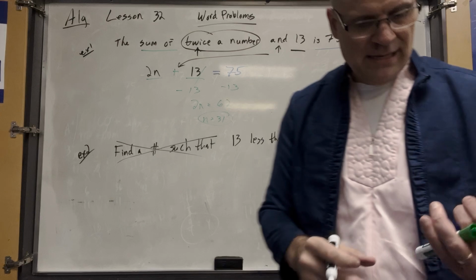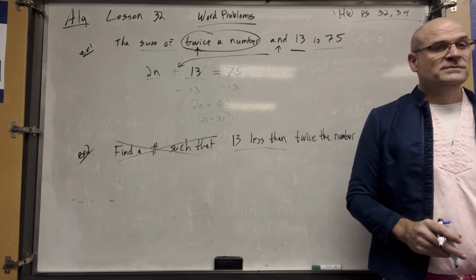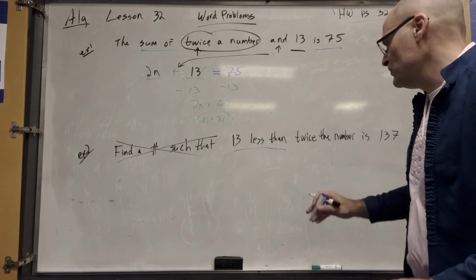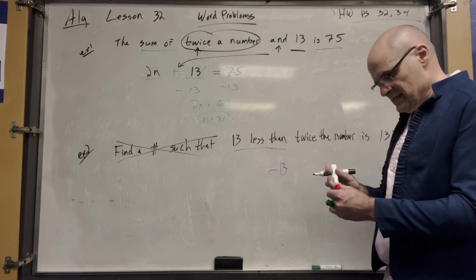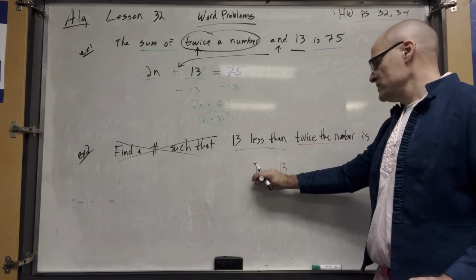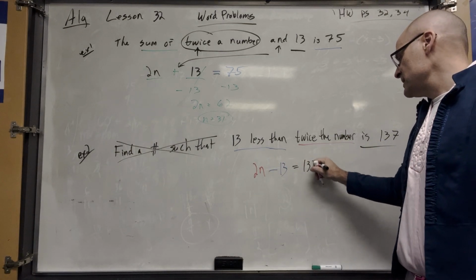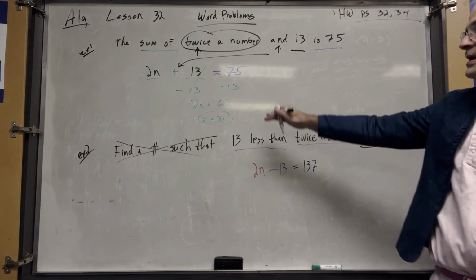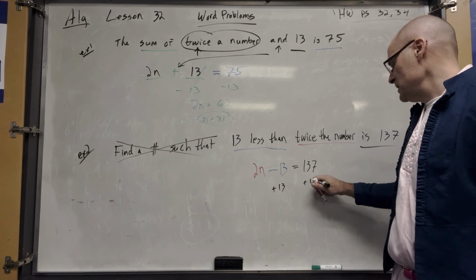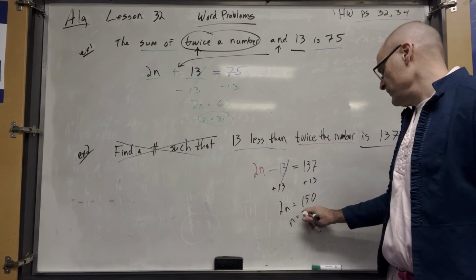We got this. How do you say 13 less than? Be careful. How do you say 13 less than? Elliot? Minus 13. Something minus 13. Well, that something is going to be this guy right here, twice the number. How do you say twice the number again? 2n. And then how do you say is 137? Equals 137. Okay, now we're the same kind of thing where we have to get rid of the constant on the variable side. Plus 13, plus 13. 2n equals 150. N equals 75.